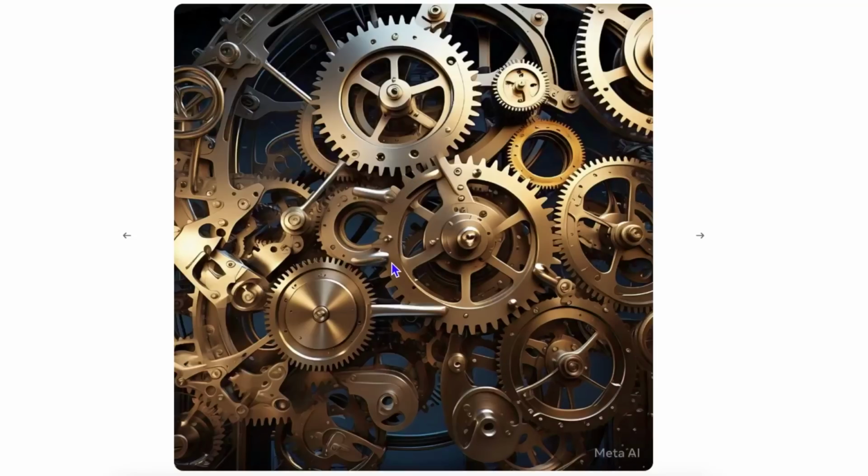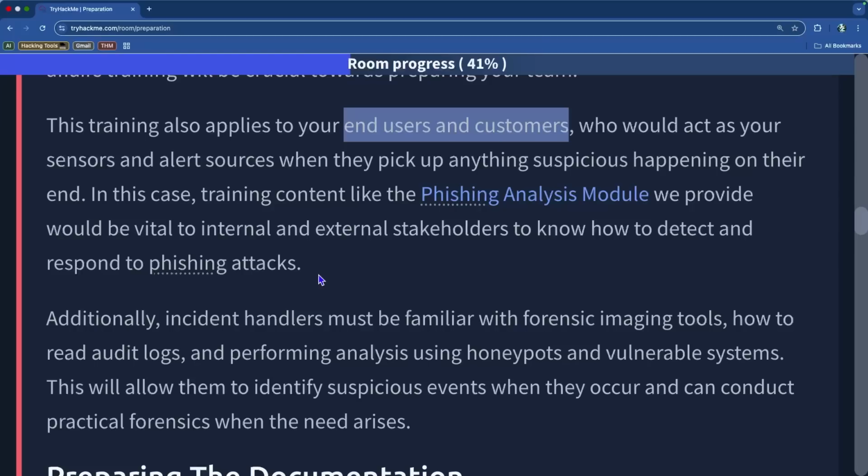And that's the best way that you can think about incident response, security analysis, security preparation, penetration testing, anything that you want to think about when it comes down to security. So on that note, it's very important to train every single end user. It's very important to train the customers because they're technically end users.